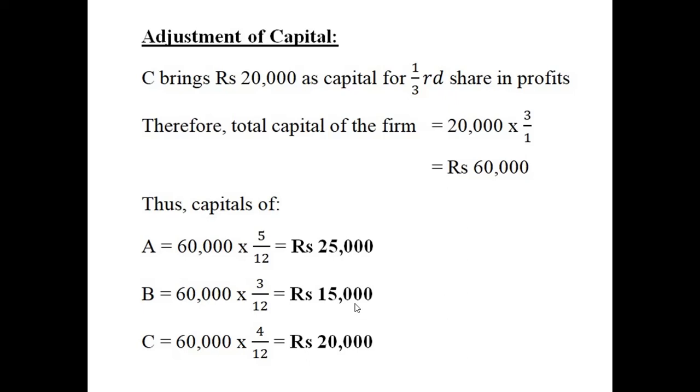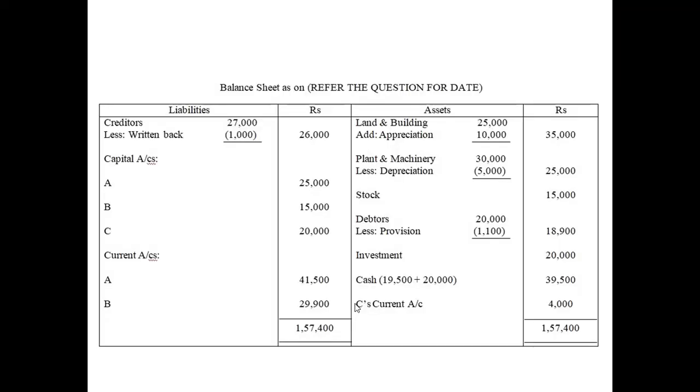Now we will move on to balance sheet. This preparation of balance sheet is very simple. Okay, I think I don't have to mention this. Okay, we know this already. This 19,500 is the existing balance. This 20,000 is for the amount of capital that is brought in by the new partner, and C is unable to bring in his share of premium for goodwill. That is why we are having C's current account.